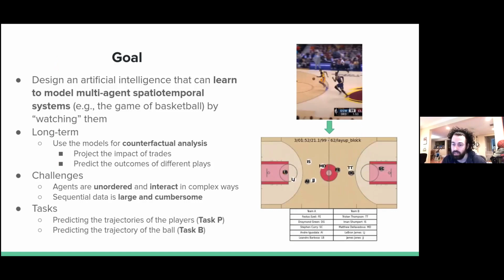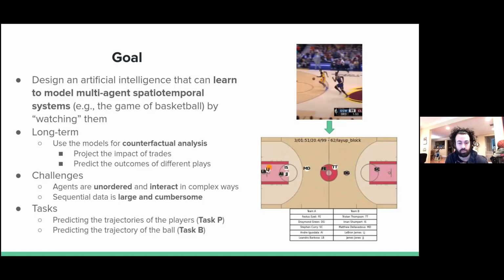In the long term, these types of models can be used for counterfactual analysis. In the context of basketball, that could be to project the impact of trades or predict the outcomes of different play designs. The challenges with this type of data are that agents are unordered and interact in complex ways, which can lead to interesting design challenges when trying to come up with a learning algorithm. In addition, because we're working with sequential data that's very large and cumbersome, we need to keep computational efficiency in mind when designing our AI.